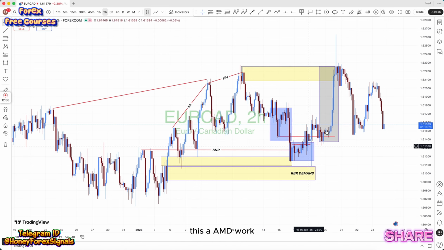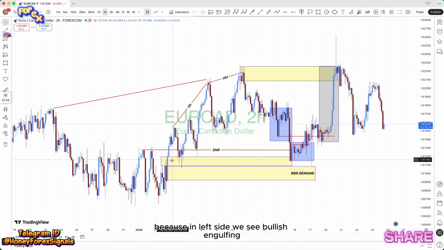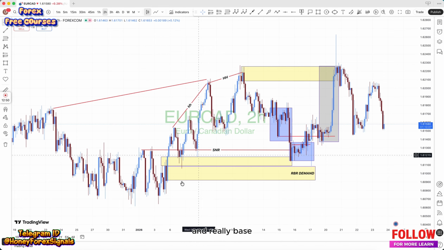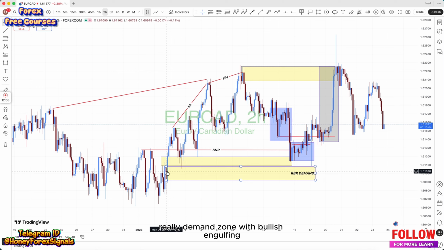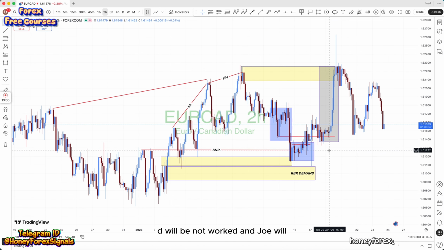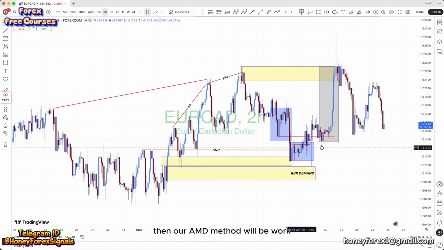This AMD works because on the left side we see bullish engulfing, demand zone, higher high, SNR area, SND area, and rally base rally, rally demand zone with bullish engulfing. If this confirmation is not available on the left side, AMD will not work, and this method will touch your stop loss. So we need confirmation on the left side first. Then our AMD method will work.